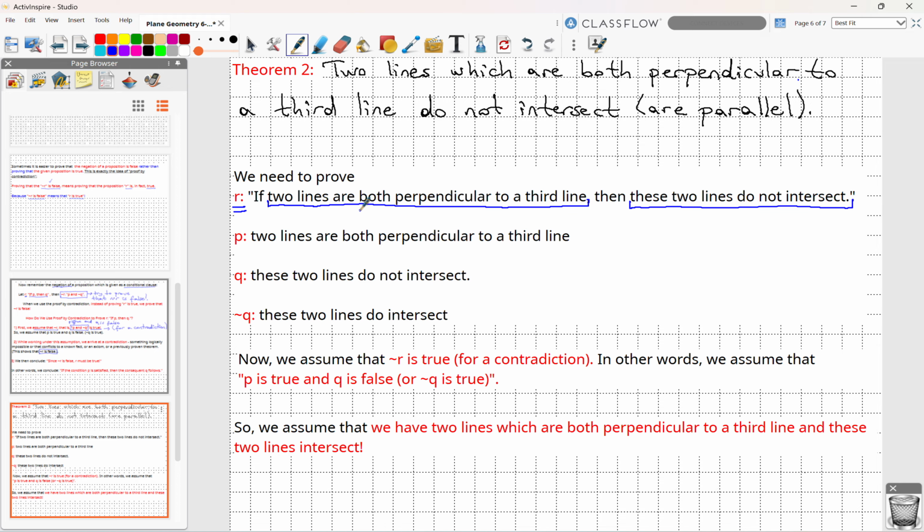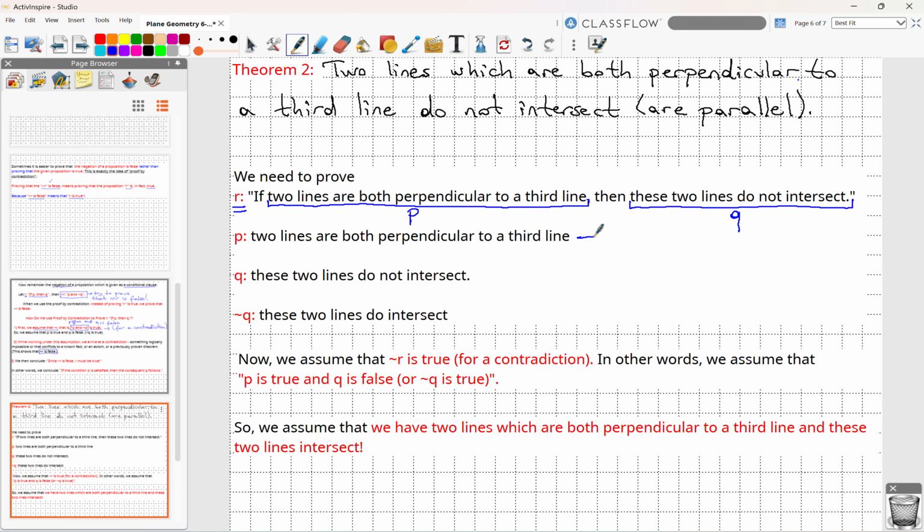If I say that this part is my P and this underlined part is my Q, then the proposition R becomes if P then Q, where P is two lines are both perpendicular to a third line and Q is these two lines do not intersect. Remember that in proof by contradiction, we assume that the negation of R is true, which means we assume P and not Q. So if Q is these two lines do not intersect, what is not Q? Negation of Q means these lines do intersect.